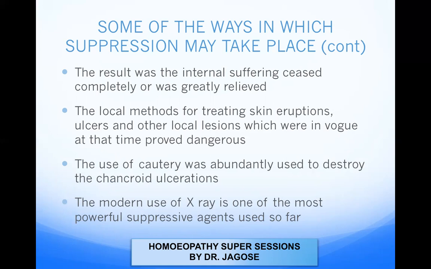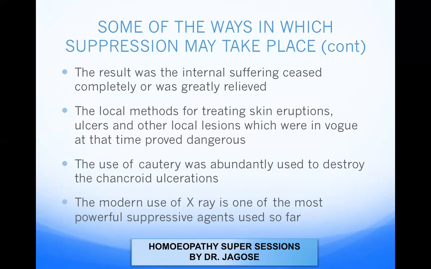So what happens when the secondary symptoms are thrown out? The internal suffering ceased completely or was greatly relieved. The local methods for treating skin eruptions, ulcers, and other local lesions which were in vogue at that time proved dangerous. As you all know, during the old school of treatment, they were using these local applications rampantly because they were in fashion, in order to destroy the external lesions. And naturally, that proved very dangerous.